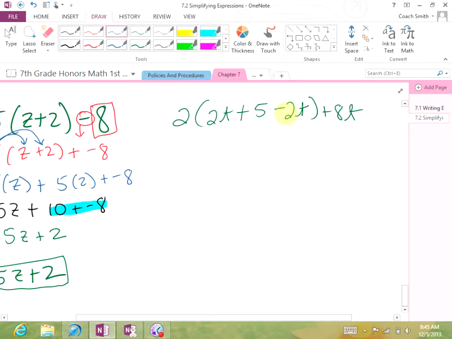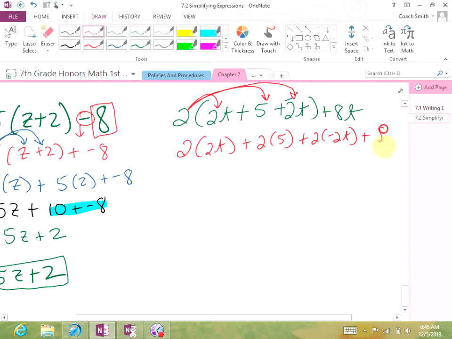Okay, so we have plus a negative. So we have to distribute the 2 to everything inside the parentheses. So that gives me 2 times 2t plus 2 times 5 plus 2 times negative 2t plus 8t. Since I distributed the 2 to everything, that gets rid of the big parentheses.